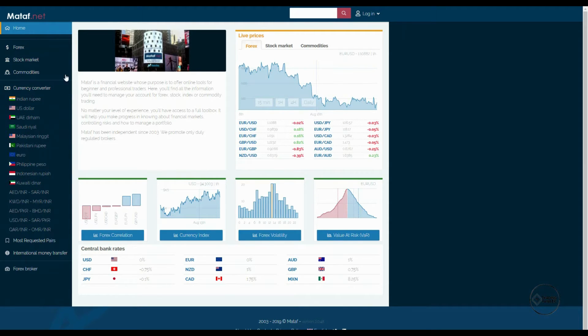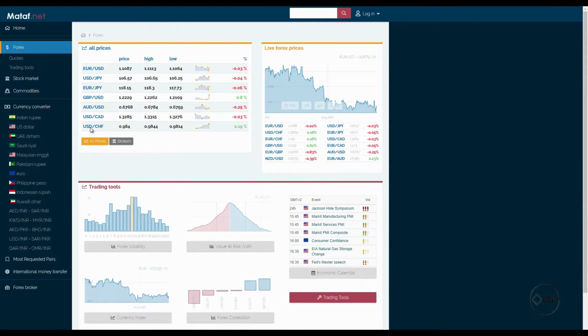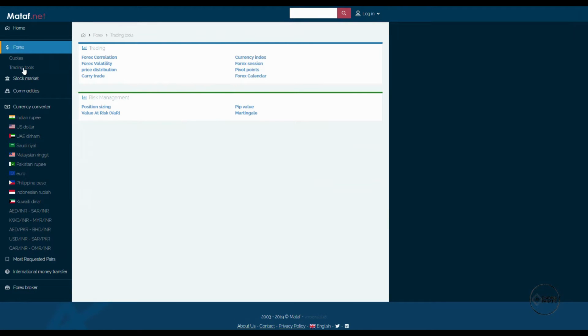So what are we focused on? This will be the website when you enter it for the first time. You have to go to Forex. You see here the quotes and the price of the pairs, and then you have to go to trading tools right here. So this is the section that has a lot of valuable tools. We have the Forex correlation, volatility, price distribution, carry trade, and much more. Pivot points, Forex calendar, and tools for risk management.